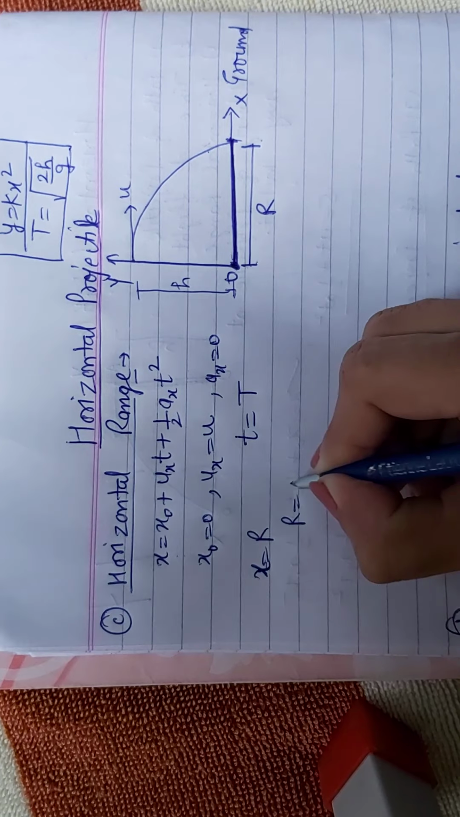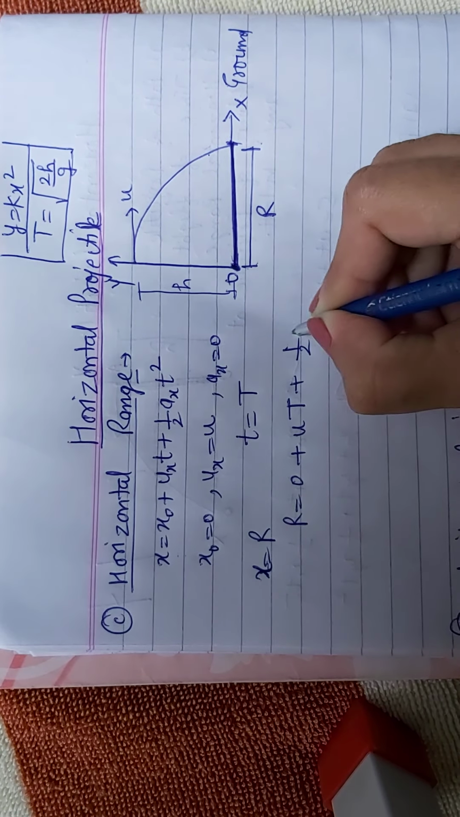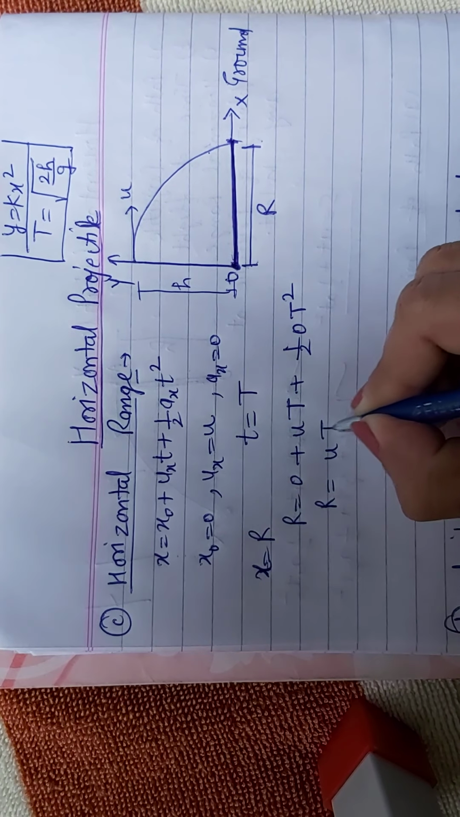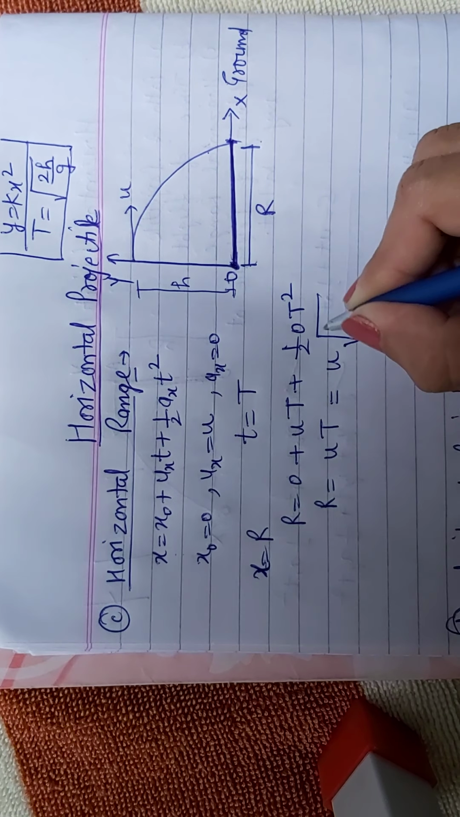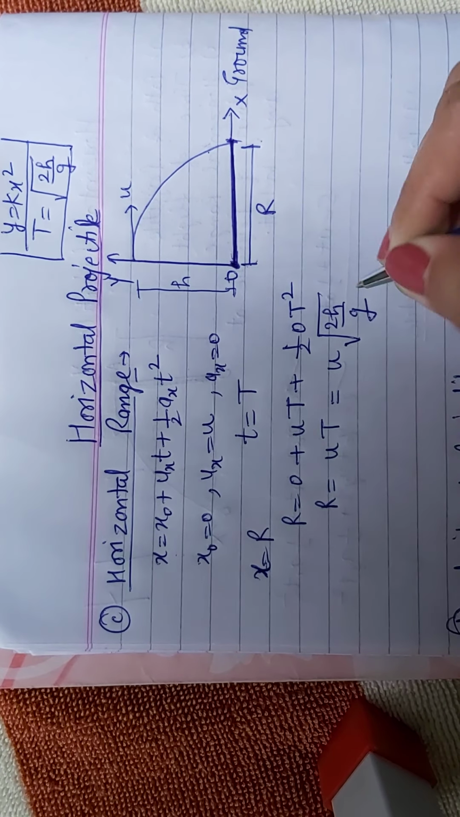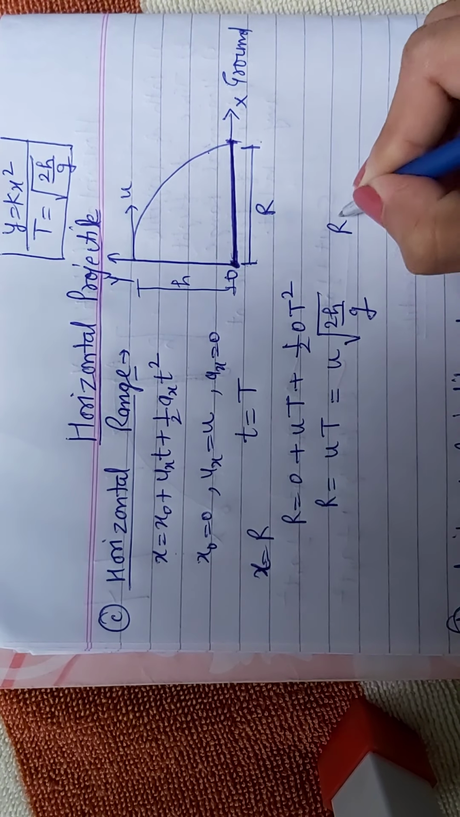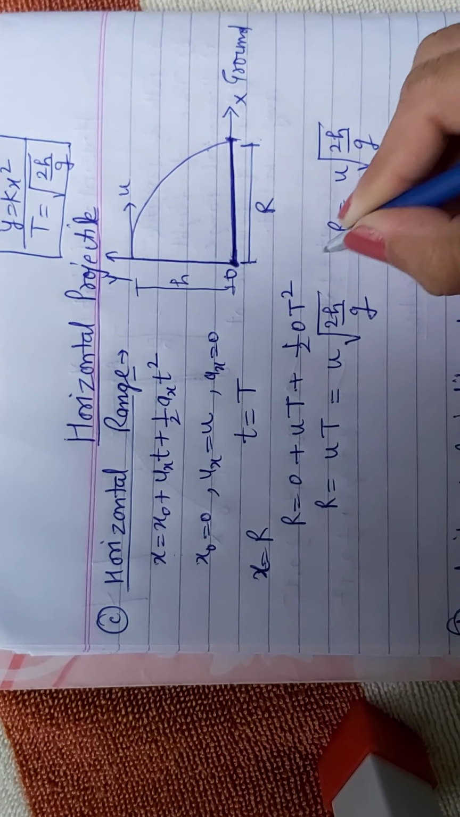So R is equal to 0 plus uT plus half times 0 times T squared. So we are left with R equals uT. u will remain the same, and for T we put its value, square root of 2h by g, as we calculated in our previous video. So R is equal to u times the square root of 2h by g.